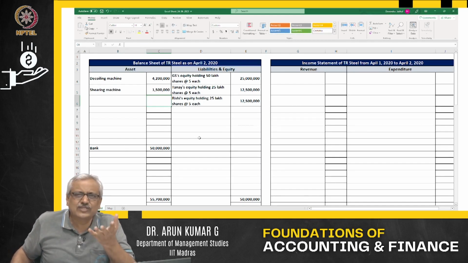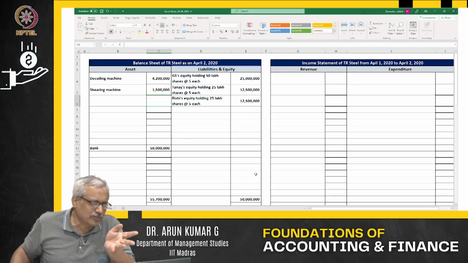Now this 15 lakhs is 1.5 million, that is all. So if you want to read it as million, then read it as 1.5 million. 42 lakhs is 4.2 million. So read it as million if you want to read it.